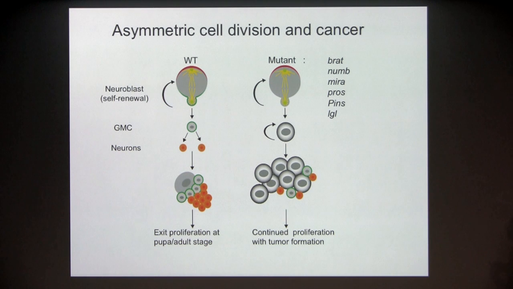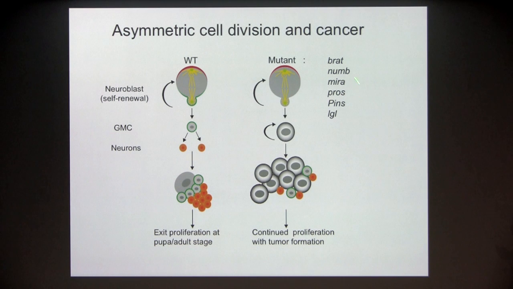neural stem cell in Drosophila, can self-renew and have these cell-fate determinants, which are here in red and here in green, which can then asymmetrically divide and give rise to a progeny, which is called the ganglion mother cell. And the ganglion mother cell will eventually divide once more and give rise to neurons and glia. And this will form this cluster of neuroblasts, which will exit proliferation in the pupa or adult stage.